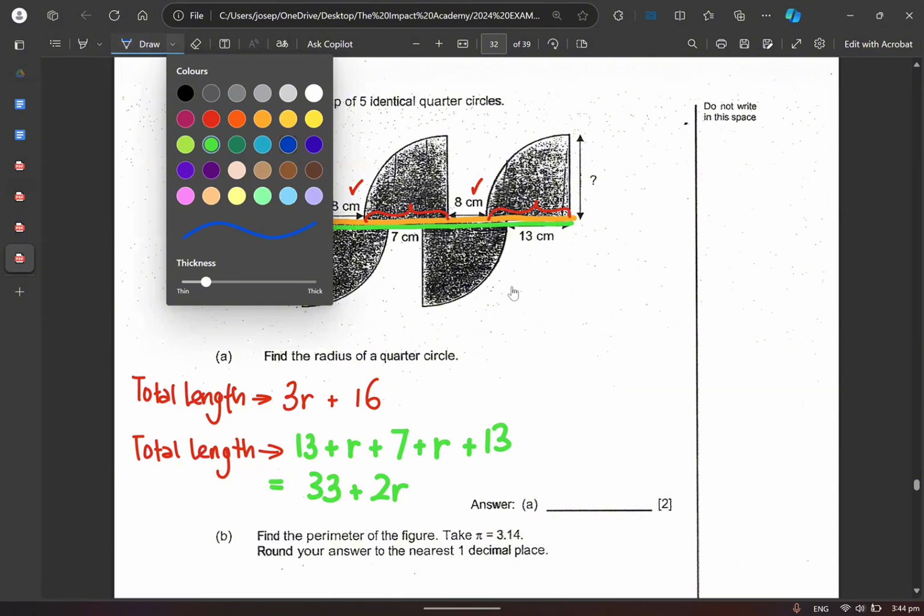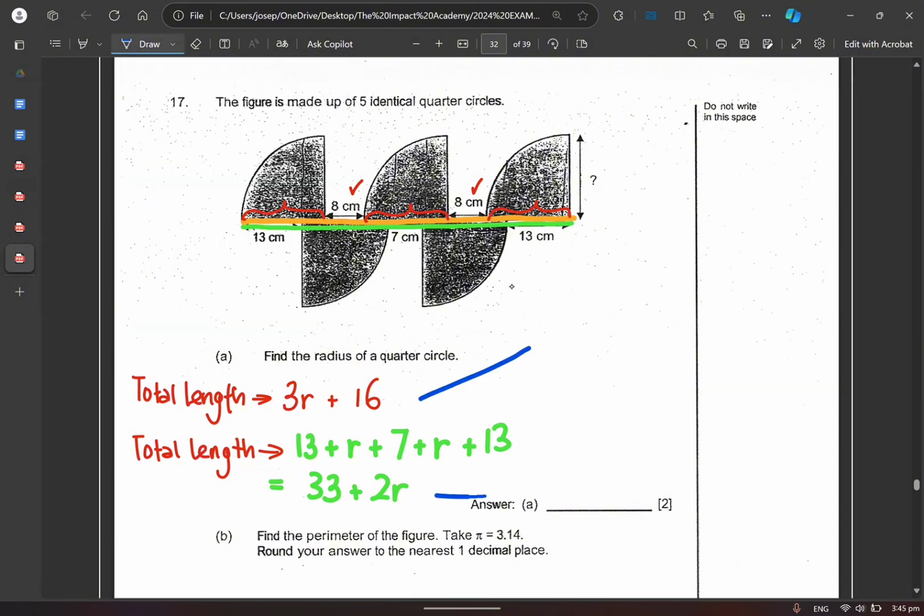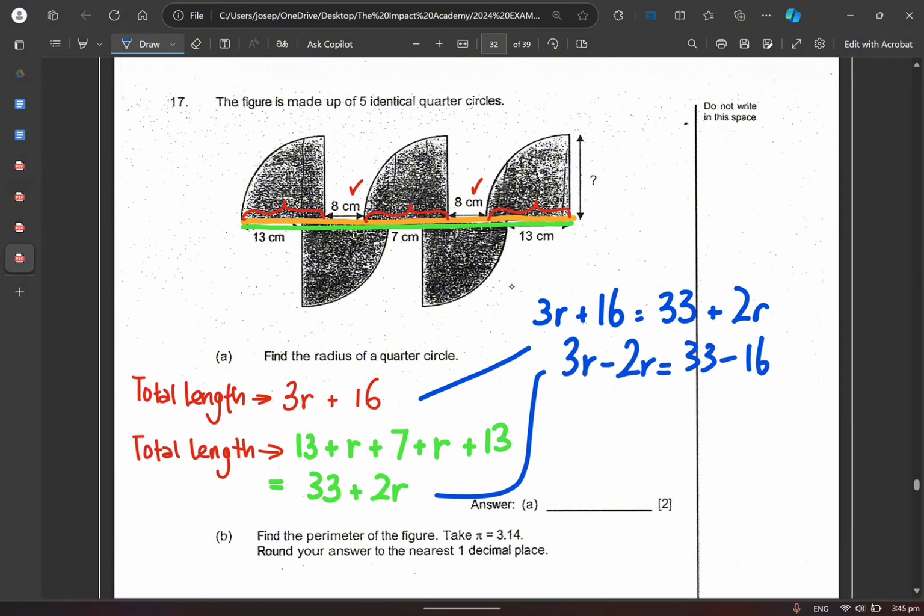So what you want to do is form an equation. To form an equation, we say 3 radius plus 16 is equal to 33 plus 2 radius. What you want to do is bring it over. So 3 radius minus 2 radius is equal to 33 minus 16. When I do 33 minus 16, I can see that 1 radius is equal to 17. This is the reason why your first answer for this question has to be 17 cm.